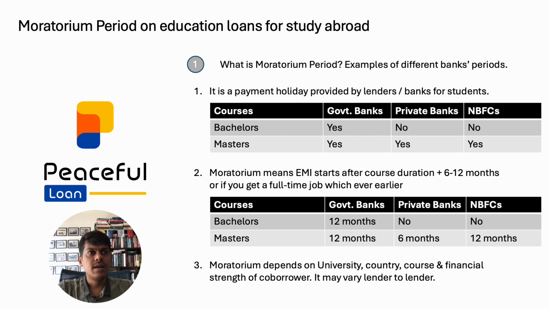Moratorium period depends on many factors. Primarily, what we have seen is it depends on university, country, course, and financial strength of the co-borrower. It may vary lender to lender because not everybody comes from the same financial background. Not everyone is going to the same university. Not everybody is going to the same country. Not everybody is going for masters. Not everybody is going for bachelors, right?